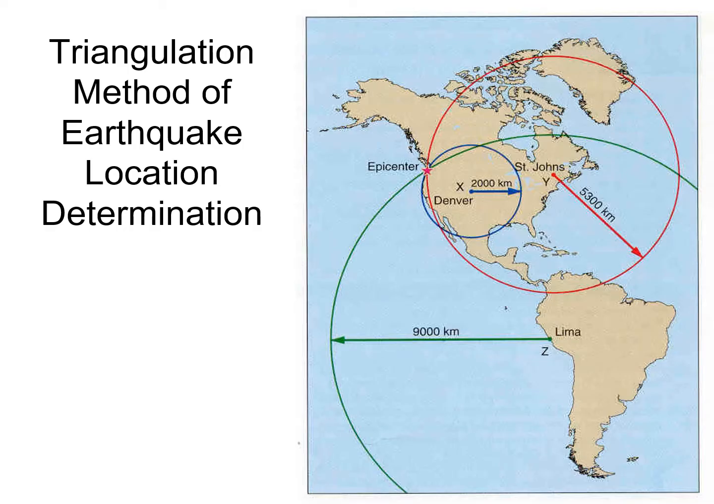And so in the old days, what we'd do is take out a paper map and draw some circles, where the radius of each circle is the distance from that particular seismograph station to the epicenter. Where the three circles intersect is the approximate location of our epicenter.